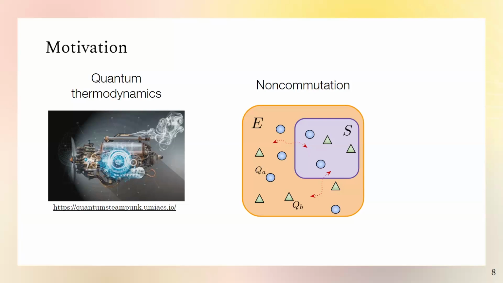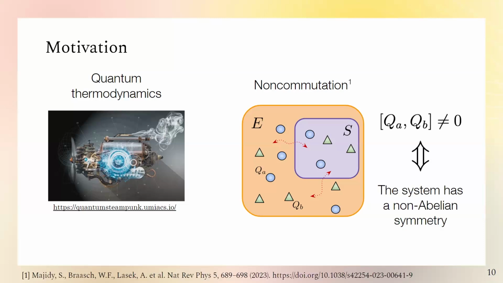In classical thermodynamics, we often implicitly assume that these quantities commute with each other, that we can measure them at the same time. In quantum thermodynamics, that was also the assumption for a very long time. But because we often encounter non-commutation in quantum theory, we need to ask the question, what happens if Q sub A and Q sub B do not commute? That is equivalent to saying that the system has a non-abelian symmetry. And what we find is that in systems with non-commuting conserved quantities, thermodynamic phenomena tend to change.